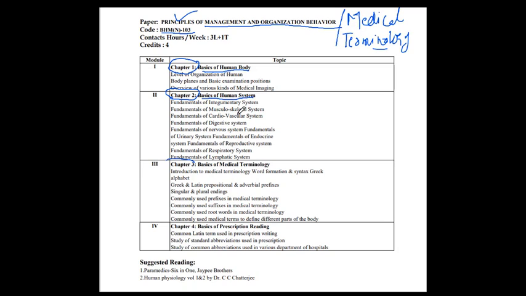Chapter 3 deals with the basics of medical terminology, and chapter 4, the basics of prescription reading. So these are the 4 different chapters or modules. You can say anything as you wish because each module has only a single chapter, right?